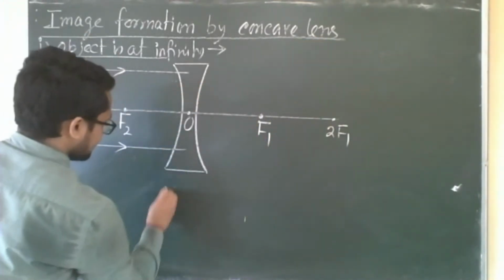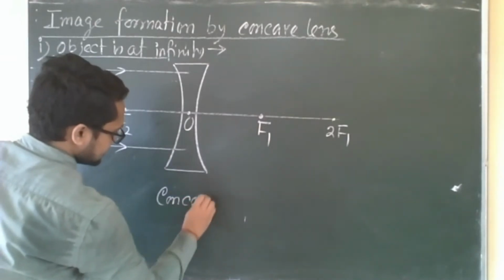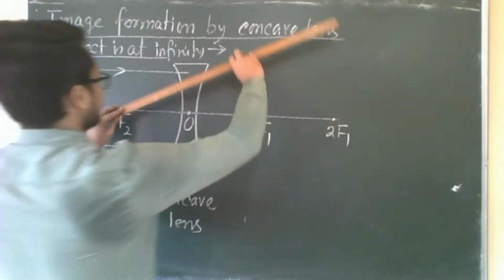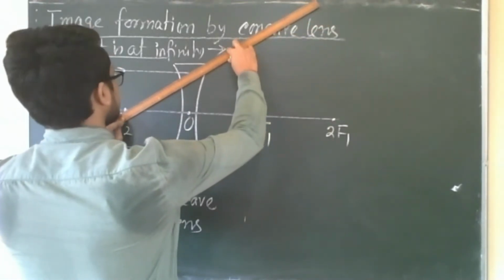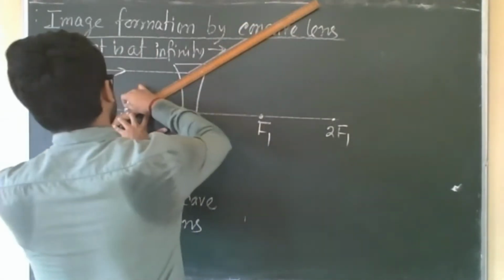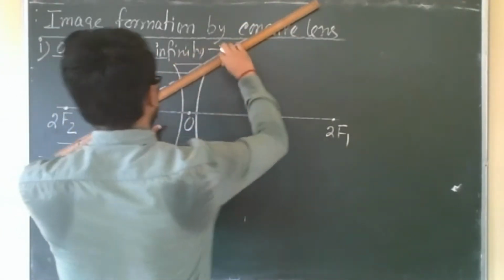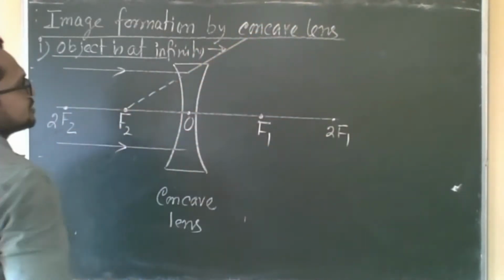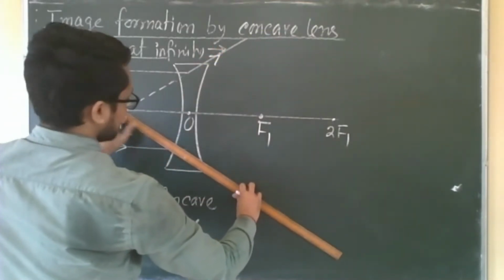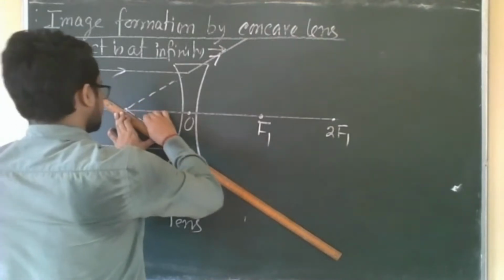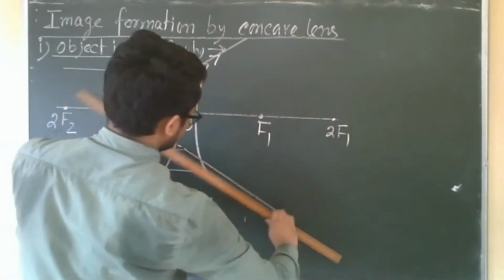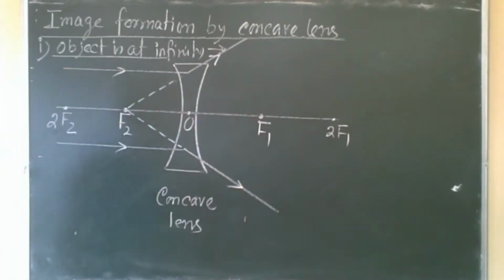So this is a concave lens, and another name of concave lens is diverging lens. Rays will diverge, but in such a way that if we extrapolate them in the backward direction, the rays will meet at a particular point on the principal axis. That point is called second focus. Clear? So this is the ray diagram.